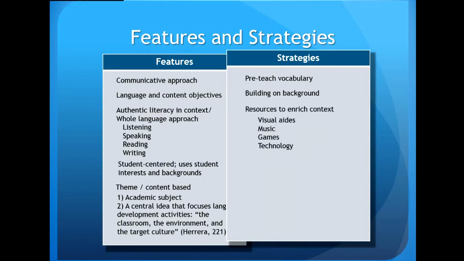Of course, there will be a lot of resources to enrich context. Instead of just having strong academic language, you're going to have a lot of other supplemental materials. These can be visual aids such as posters, movies, charts, realia, tactile objects. You have music and games to make students more engaged. And then, of course, the technology piece is emerging very strongly these days.